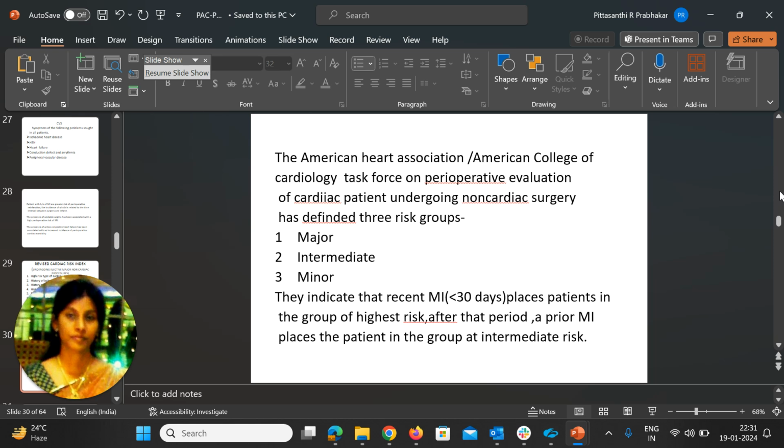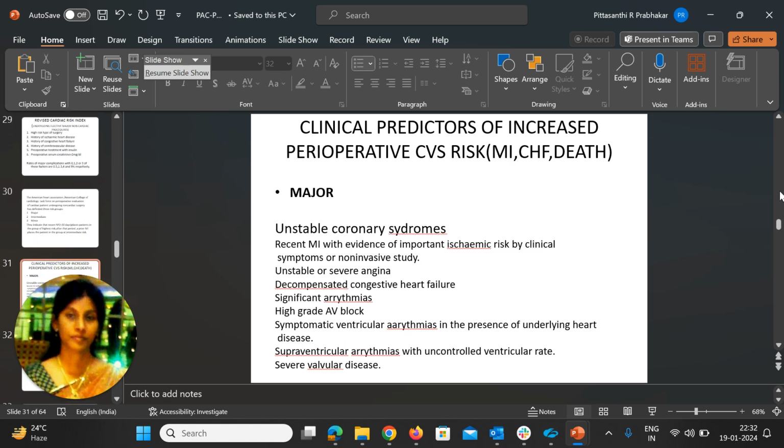The American Heart Association Task Force on Perioperative Evaluation of Cardiac Patients undergoing non-cardiac surgery has defined 3 risk groups: major, intermediate, minor. They indicate that recent MI places the patient in the group of highest risk. A prior MI places the patient in the group at an intermediate risk. The clinical predictors of increased perioperative cardiovascular risk are major.